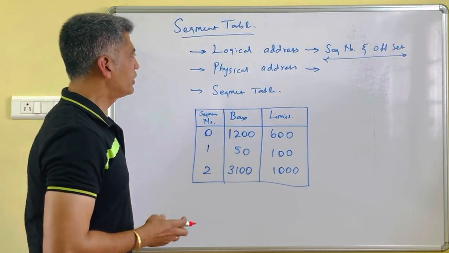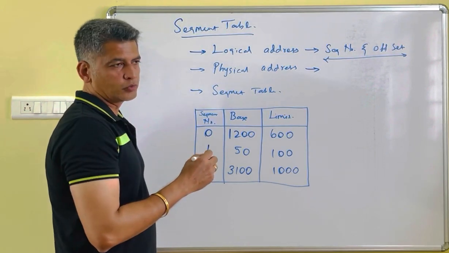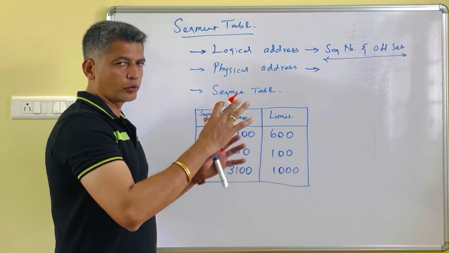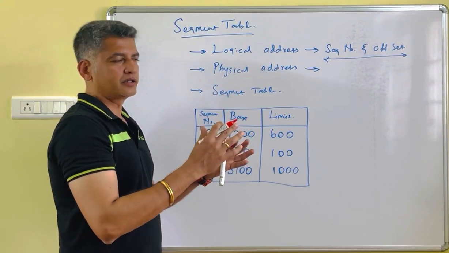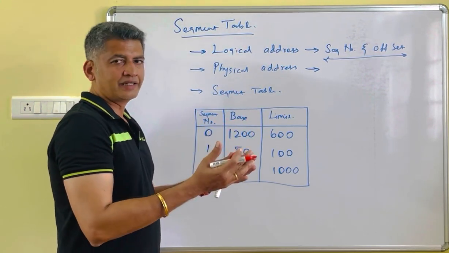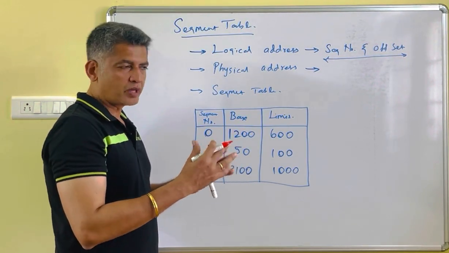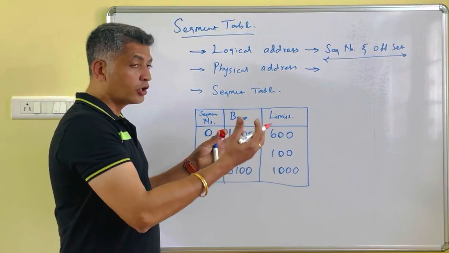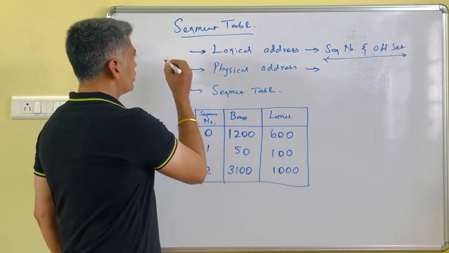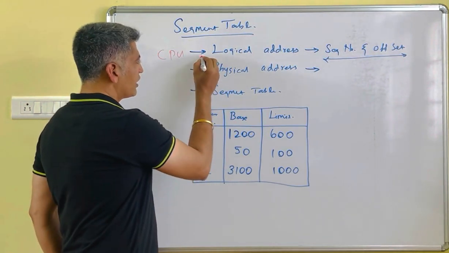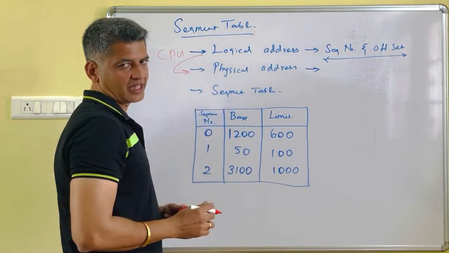In a segment table, the program is divided into a number of segments. The program may have the code part, then functions, then data, and other references. These modules may be considered as segments in the logical part. Your CPU will generate the logical address, and that logical address needs to be mapped to the physical address.